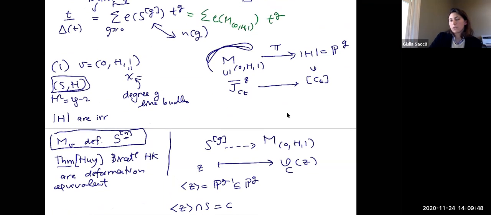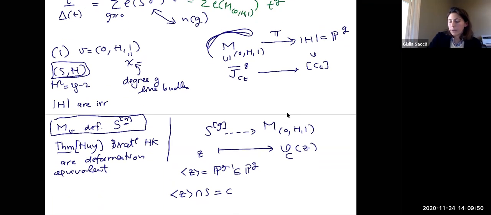And so now I want to generalize what we were doing earlier for elliptic K3s, relating the Euler characteristic of this Lagrangian fibration to the number of rational curves in the linear system H.